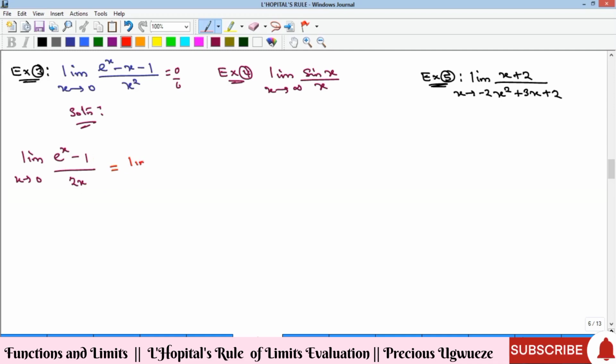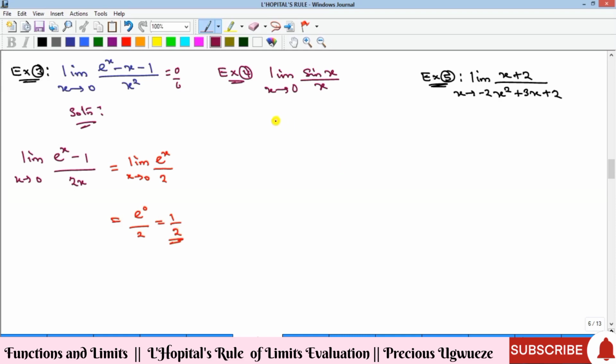So if we differentiate again now, exponential x or e^x will still give you e^x, then differentiate 1, you will have 0. All over, differentiate this, you will have 2. So if we now directly substitute here, we'll have e raised to power 0 all over 2, and that's going to give you 1 over 2 as the solution.